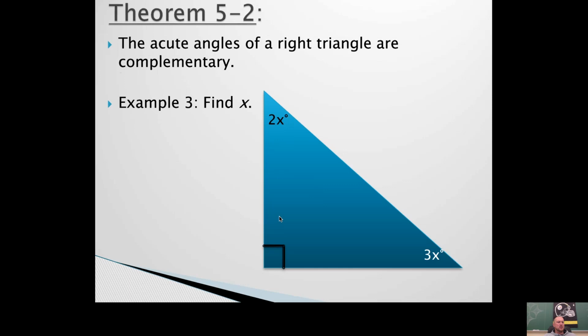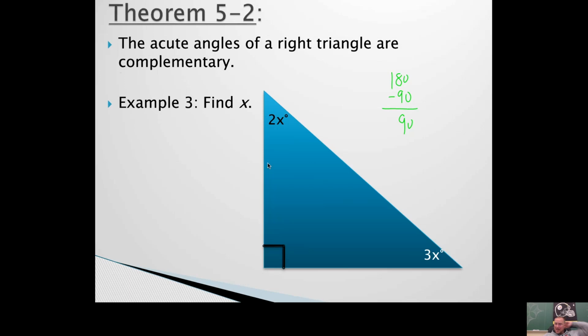Think about that for a second. This triangle is a right triangle, so that's a 90-degree angle. So we know there's 180 degrees total in a triangle. If you take away the 90-degree angle that we have, what are you left with? 90 degrees. Well, these are two acute angles. They have to be, if it's a right triangle. They're going to add up to that 90.